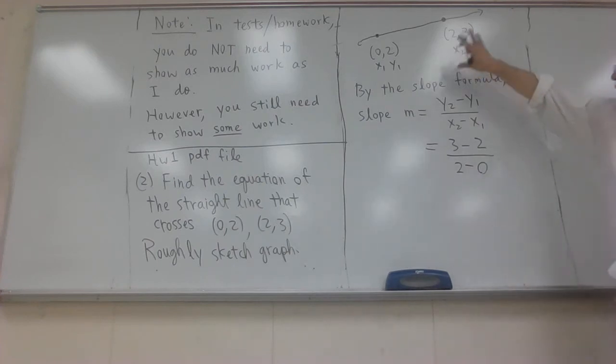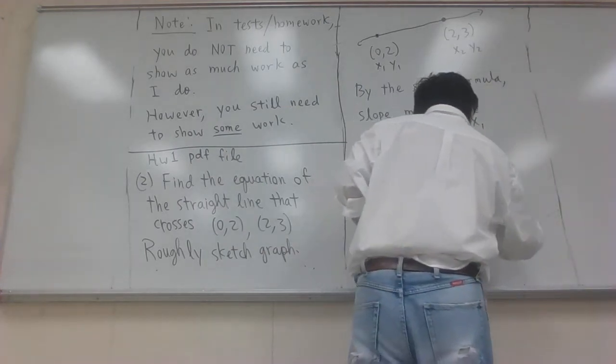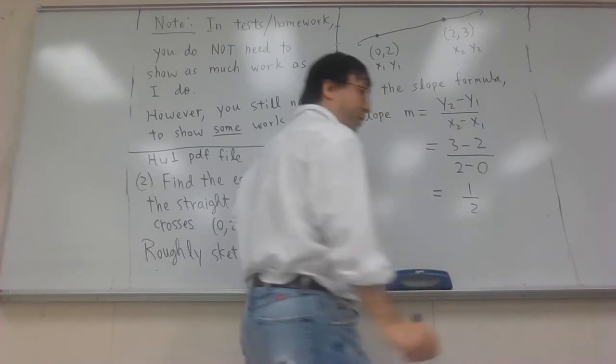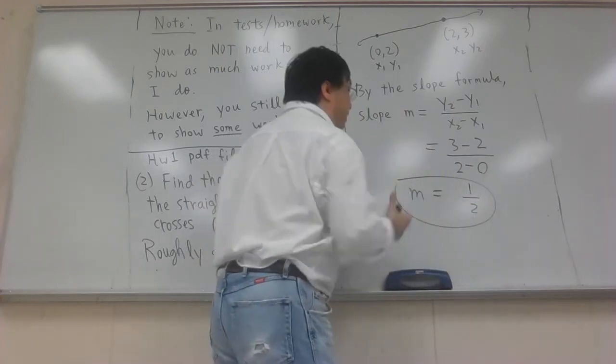Okay, so we plug that data into the slope formula. This is what we get. And now let's simplify. Let's continue computing. 3 minus 2 is 1. 2 minus 0 is 2. So then the slope m is 1/2.